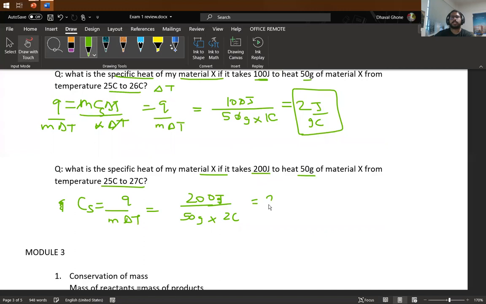And if you solve this, you again get the answer as 2 joules per gram Celsius. You get the same answer because it's the same material. CS is a property of the material. It does not change no matter how much material you take. It only changes if you change the material. So since both questions had material X under consideration, the CS remains the same as the previous one. You have more heat required because the temperature change went from 1 Celsius to 2 Celsius. Okay, so if you increase temperature more, you need more heat.